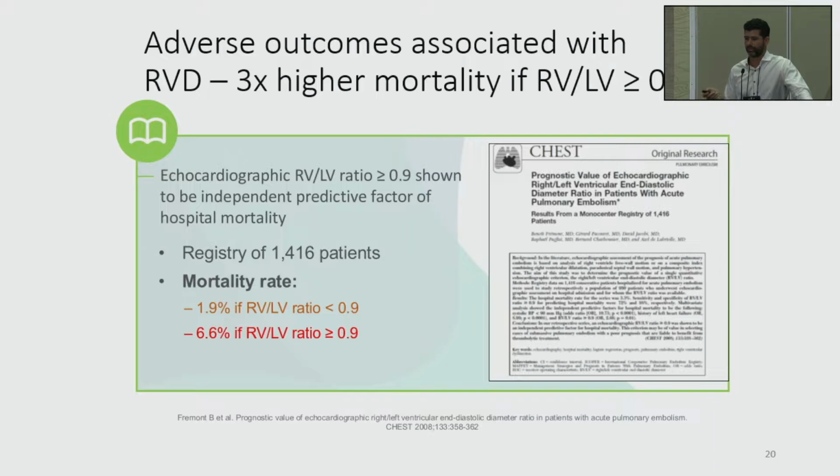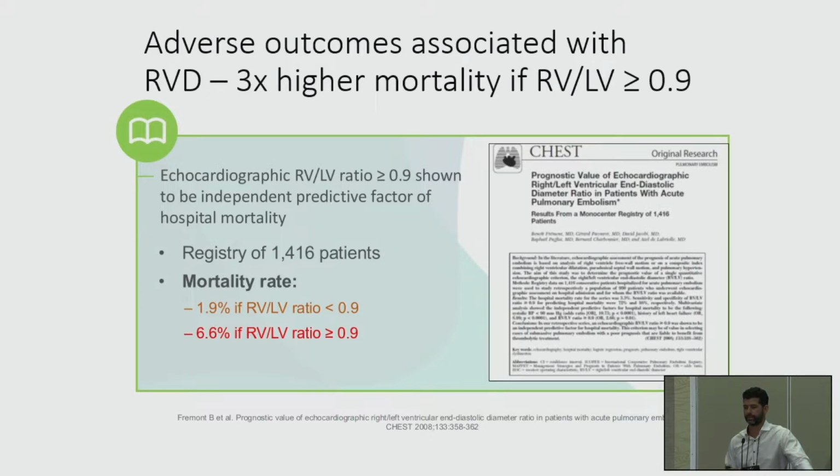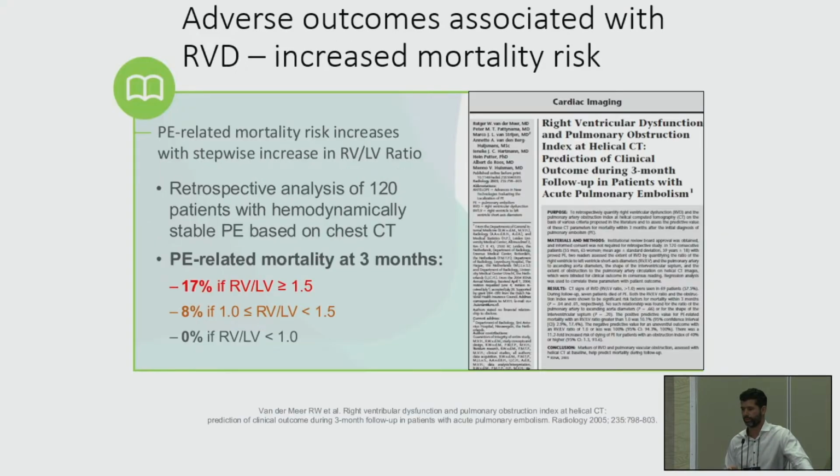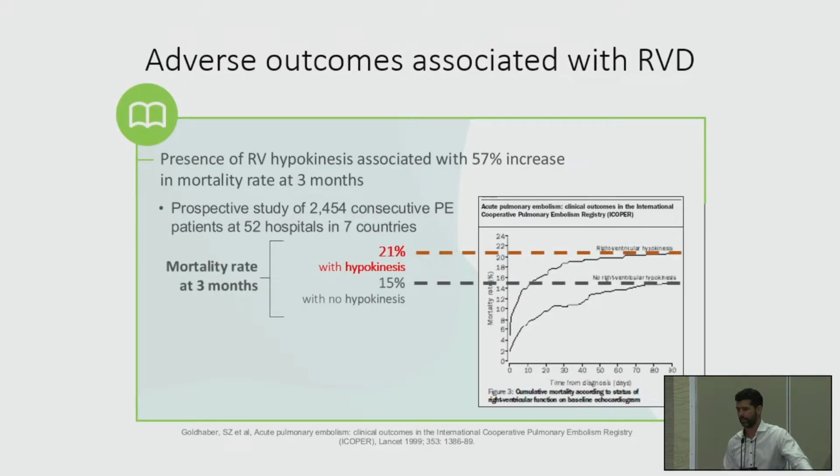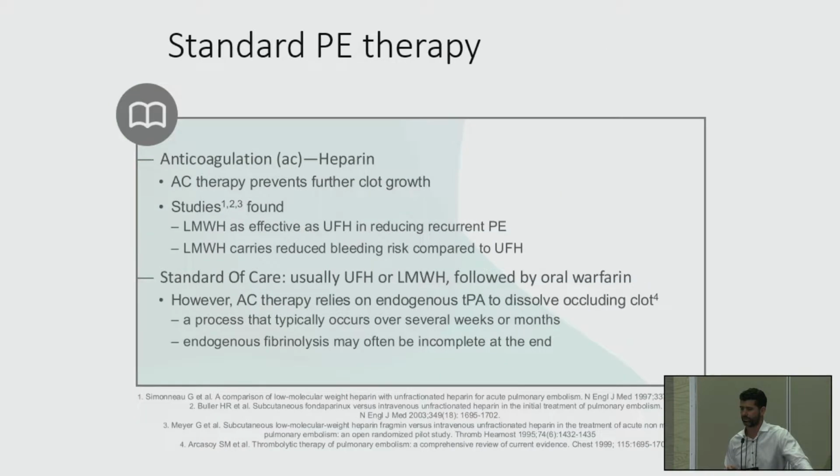And here you have supporting data to show that RV dysfunction measured by RV-LV ratio greater than 0.9 has a significant increase in mortality, 6.6% versus 1.1%. And here you have RV dysfunction greater than 1.5 has even higher mortality association. And here you have kind of another study documenting adverse outcomes based on RV dysfunction.